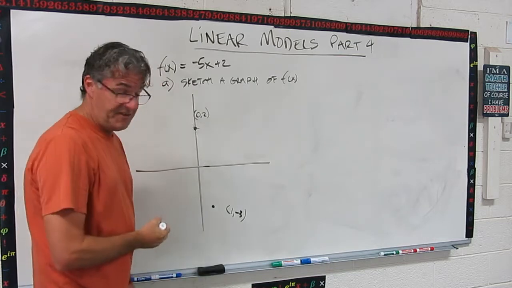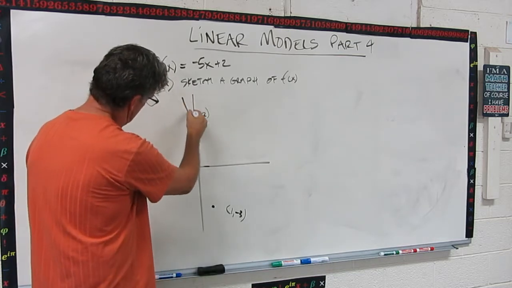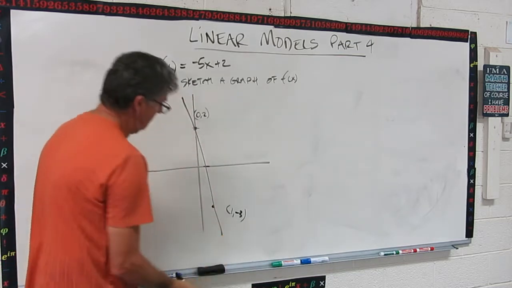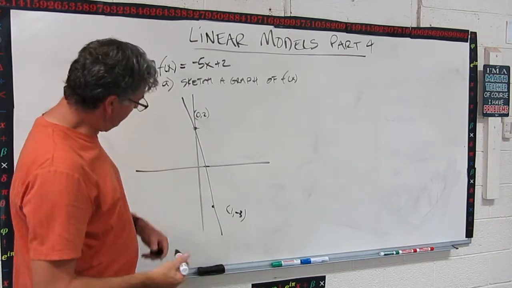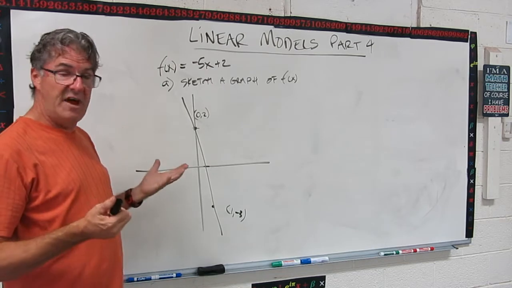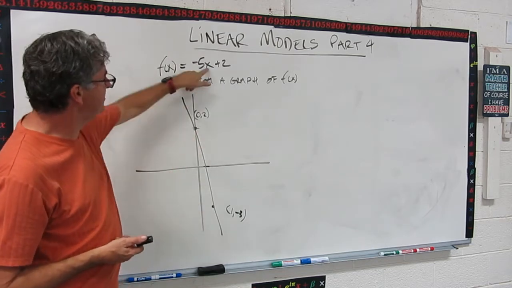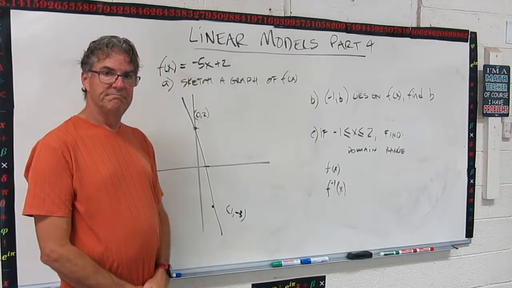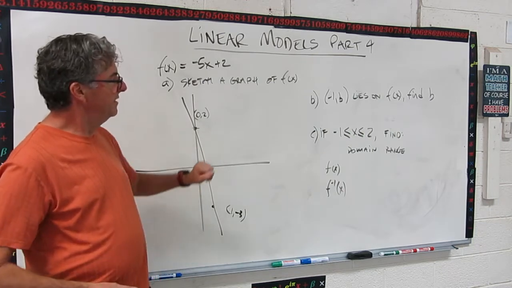Pretty bad. Let's try that again. Better. Still a little bit wiggly, but that'll do for now. So here's my function of f of x. I just plotted 2 points using the slope-intercept form of the equation. Okay, let's do some problems here.